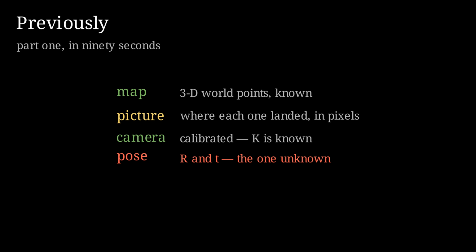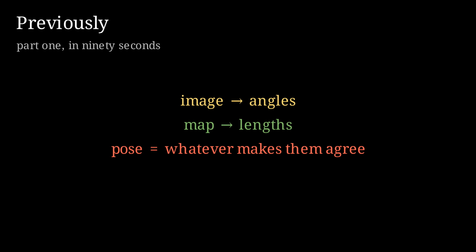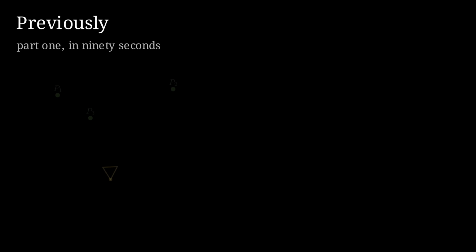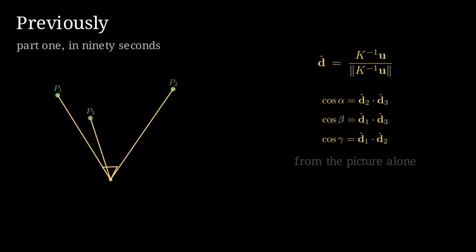That's perspective-n-point. And one sentence carries the whole thing. The image gives you the angles, the map gives you the lengths, and the pose is whatever makes the two agree. Watch it do real work. The angles. Take a pixel, multiply by K inverse, and you get a direction, the ray that point came in on. 3 points, 3 rays out of one camera center, so you know the 3 angles between them, alpha, beta, gamma, from the picture alone.